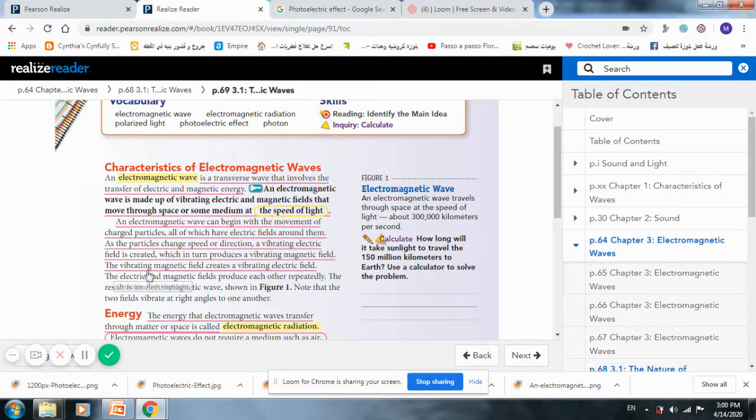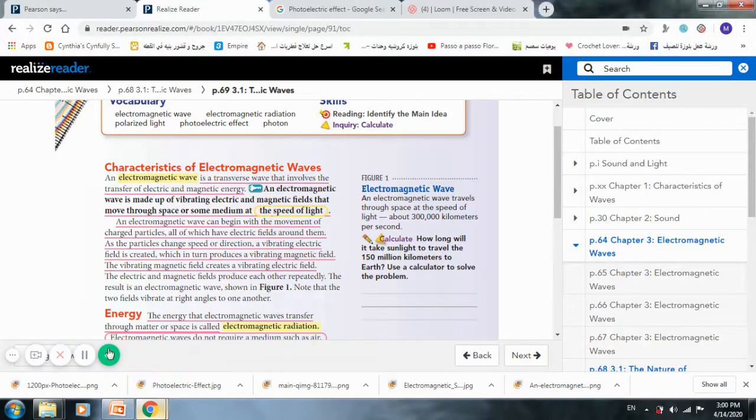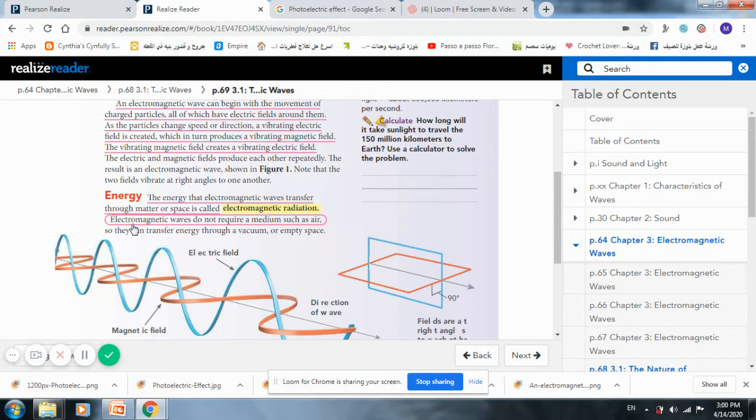And this involves the changing of the magnetic field to an electric field. For this reason, we will have a magnetic field and an electric field perpendicular to each other, with an angle of 90 degrees, or a right angle. This point is very important.